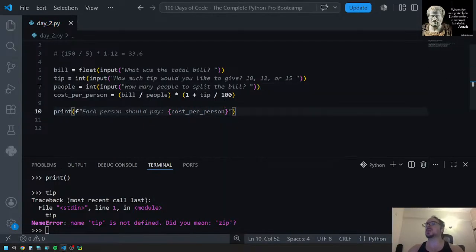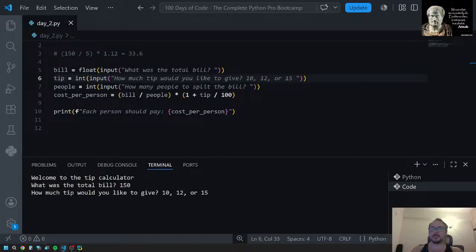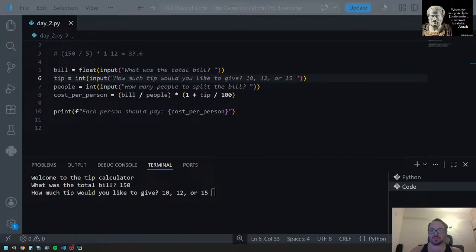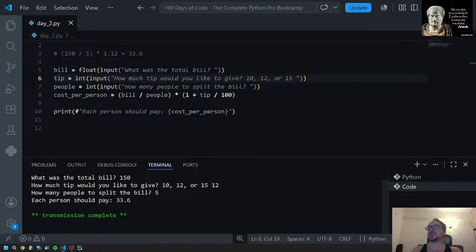Now, here's the thing. All right, first of all, let's test this out real quick. There's some stuff we need to fix still. What was the total bill? So 150. If we give 12%, split it amongst 5 people, 33.6, great. But 33.6 doesn't look friendly as far as the price goes. It should be 33.60. So we're going to format this to show 2 decimal places.